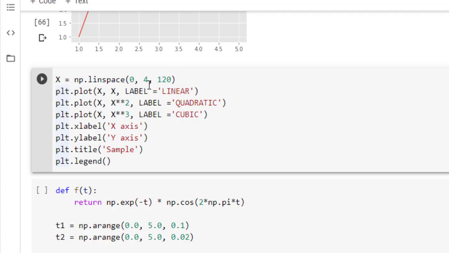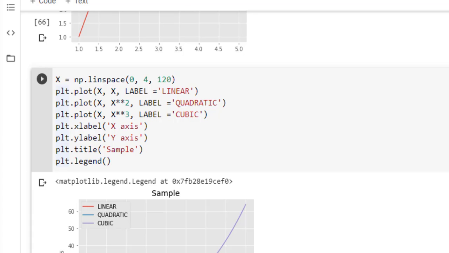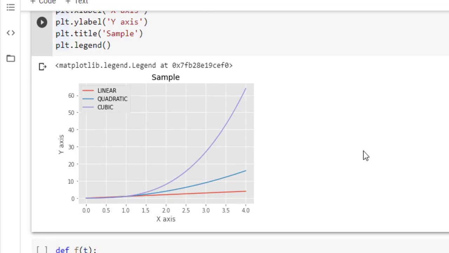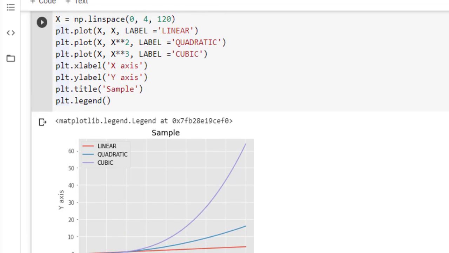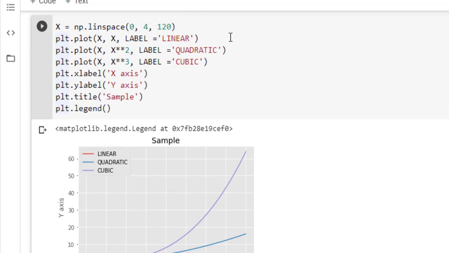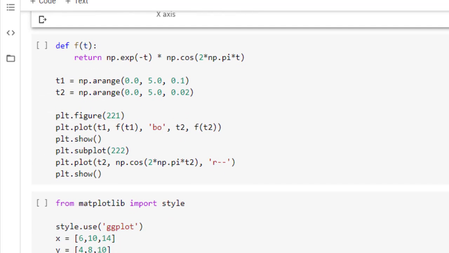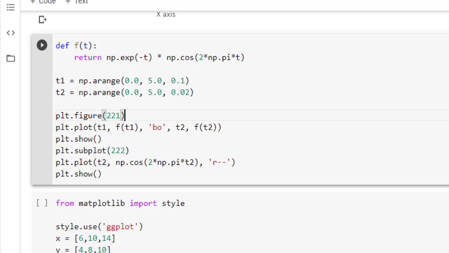The next that we plot is using numpy.linspace, having the linear, quadratic and cubic graphs in the one graph, starting at 0 till 4. And when we run the kernel, we see that the linear graph is denoted by red, the blue one denotes the quadratic, and the purple one denotes the cubic. For the same values of x square, x cube, we get this graph over here. So we have used the same parameters for x square and x cube.